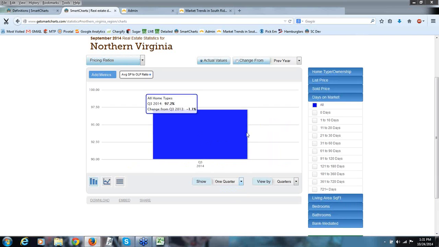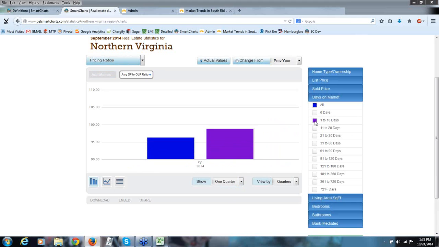So 97.2% is the average SP to OLP ratio. Homes that sold in 1 to 10 days, let's see what that looks like. Intuitively this makes sense, but it is important to note that those sold in 1 to 10 days in this hot market were sold for 100.1% of original list price on average.